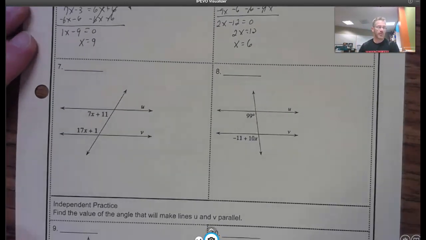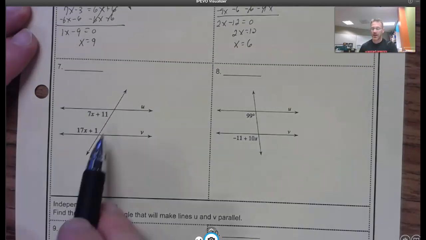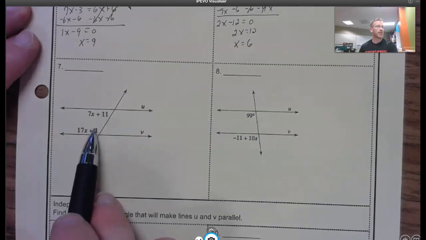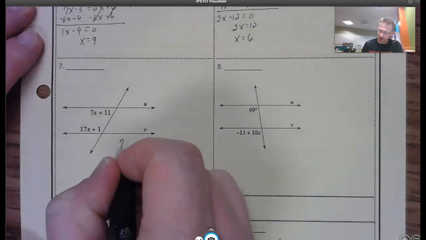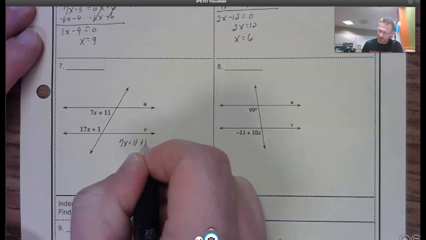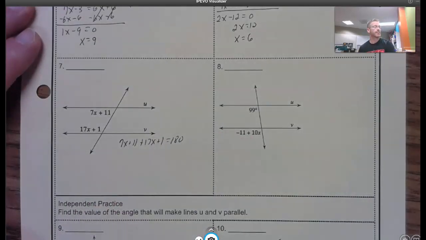All right, so now once again, start by establishing what type of angles do we have. We have same side interior angles. And then what relationship do we want from those? We want those to be supplementary. So we want 7x plus 11 plus 17x plus 1 to equal 180 degrees, because we want those angles to be supplementary.